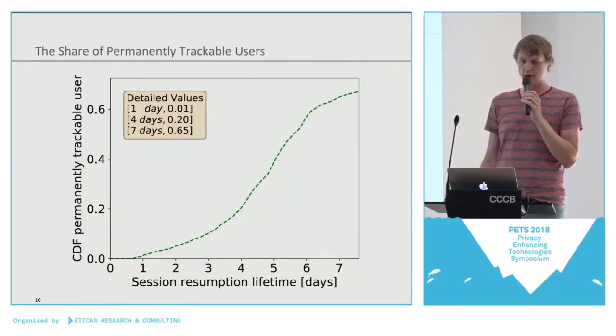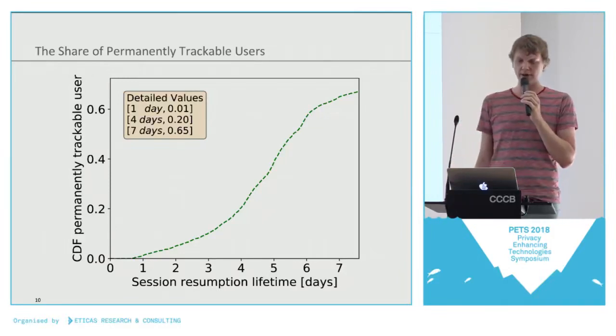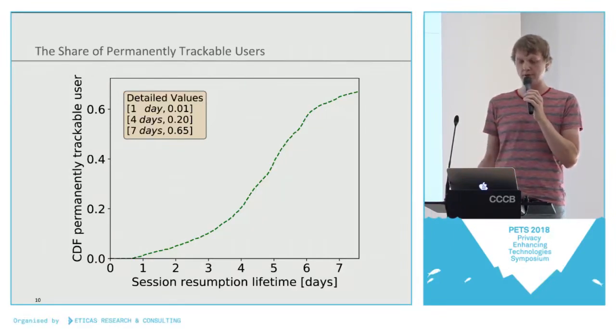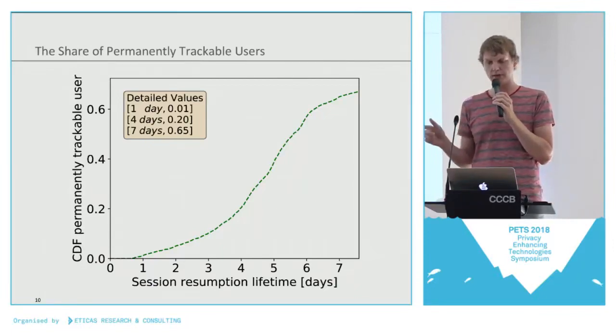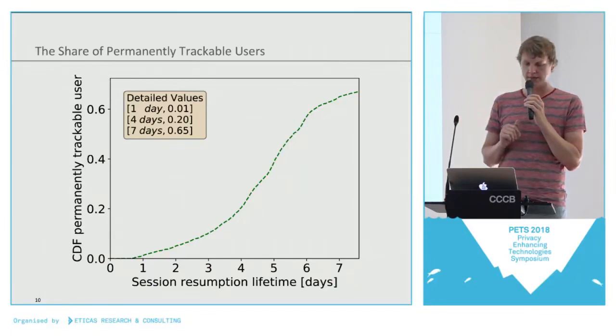Thus, let's have a look at the permanently trackable users. We see that for a session resumption lifetime of a single day, there's only 1% of the users permanently trackable. However, when we increase the session resumption lifetime to 7 days, and please note that the TLS specification of TLS version 1.3 recommends as an upper limit session resumption lifetime of 7 days, we can permanently observe 65% of all users through this mechanism.